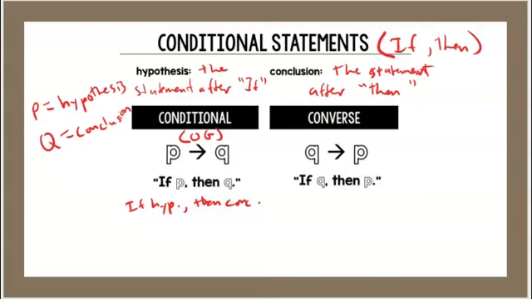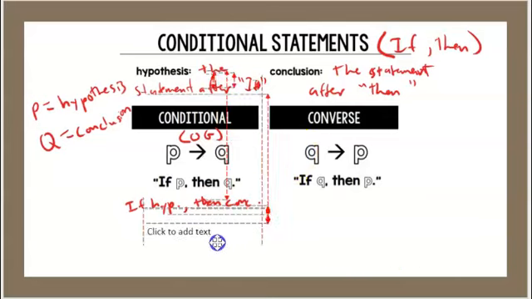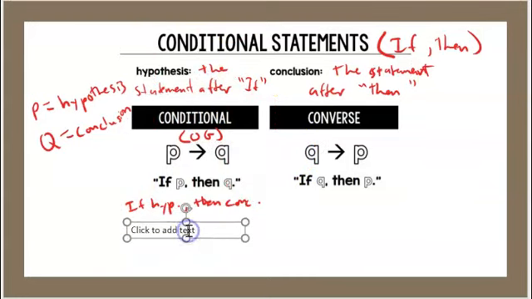So let's write an example, and I'm actually going to type this for the sake of it being a little bit cleaner. Let me insert a text box and put that down here. So if the battery dies, I'm referring to a cell phone, then your phone will shut down. It says, if the battery dies, then your phone will shut down. My hypothesis is the battery is dead, the conclusion is the phone will shut down. So that again is the original statement, that's the conditional.